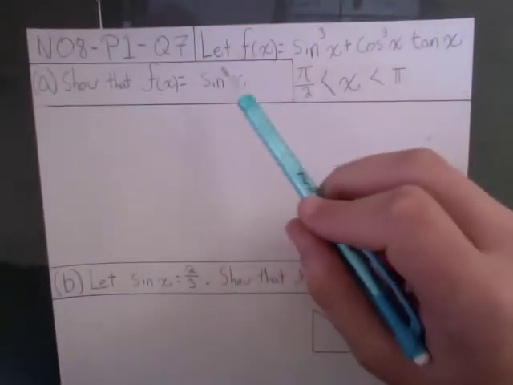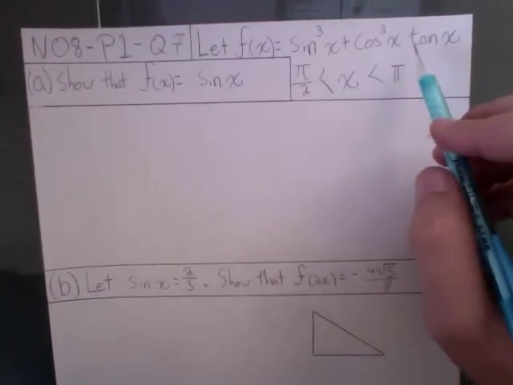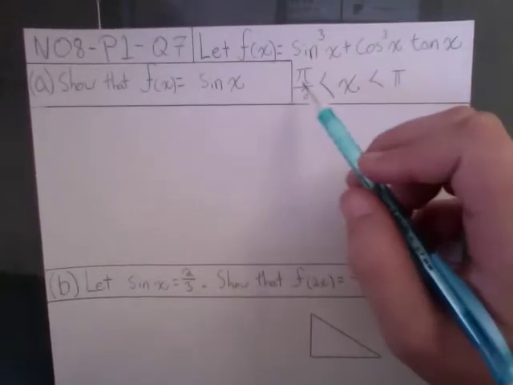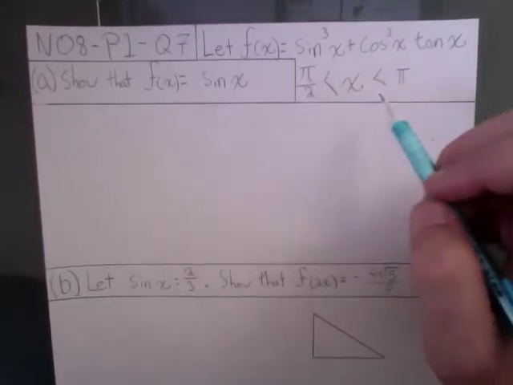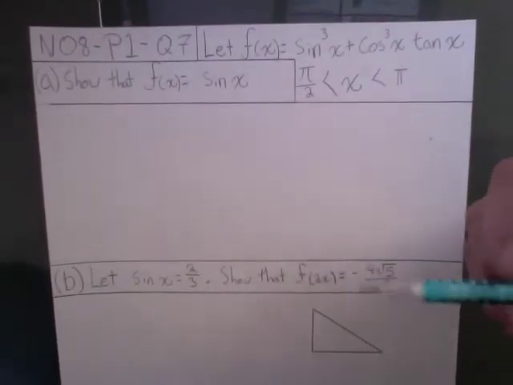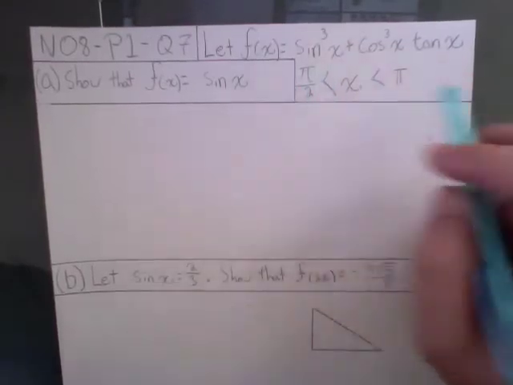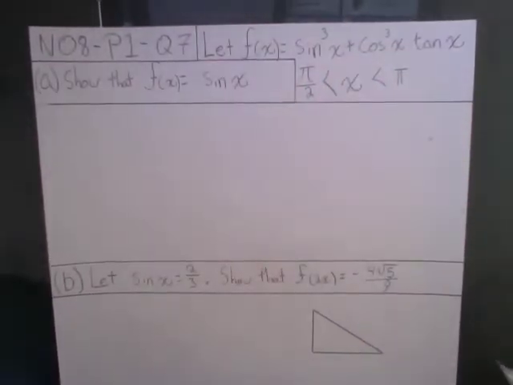The question reads: let f(x) equal sine cubed x plus cosine cubed x times tan x, for the domain pi over 2 is less than x, which is less than pi. Part A says, show that f(x) is equal to sine x. So all we have to do is simplify this function down to sine x.